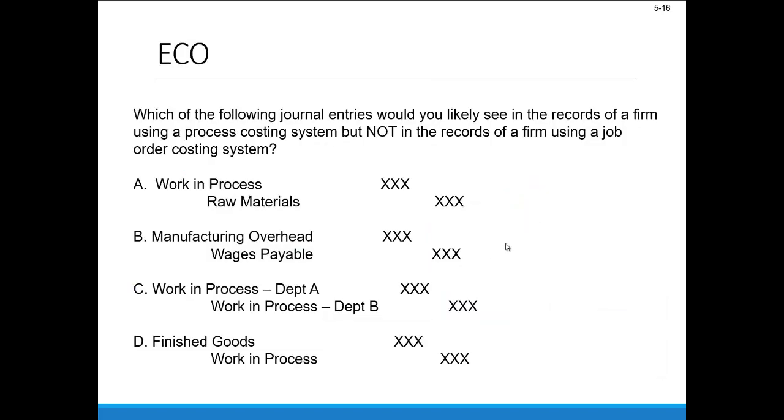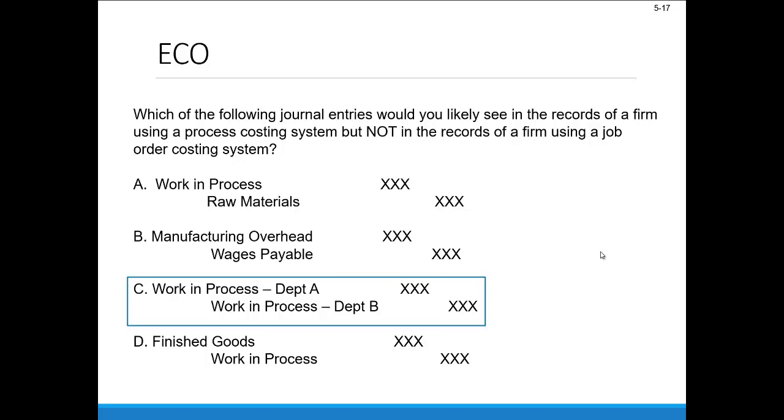So see if you can think about this. Which of the following journal entries would you likely see in the records of a firm using a process costing system, but not in the records of a firm using a job order costing system? And this question is a little bit of a peek ahead or a preview in a way. So look over those answers and then I'm going to have the solution momentarily.